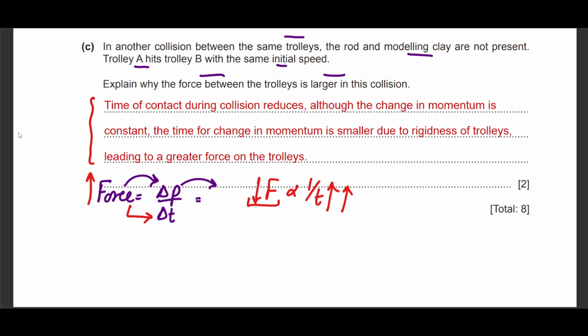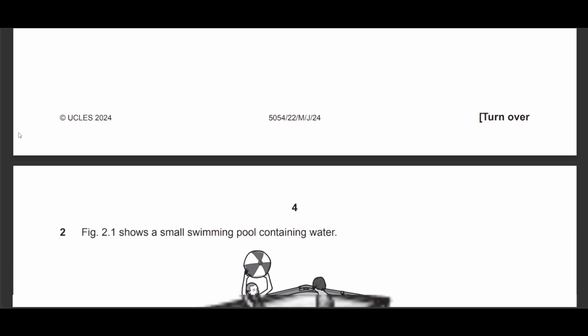The time of contact during collision reduces because there is no soft padding. So since the time has reduced, although the change in momentum is constant, the time for the change in momentum is smaller due to the rigidness of the trolleys, leading to a greater force on the trolleys because of this equation that we've already done.